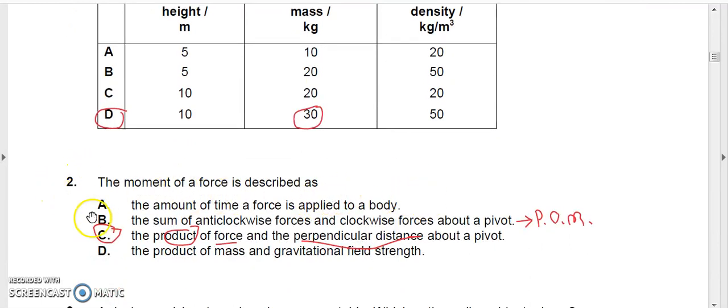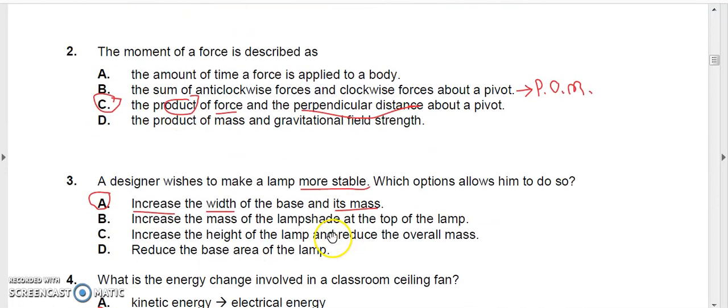Question number 2, moment of a force. What is it described as? I think the most common mistake if you got it wrong is the sum of anti-clockwise moments equals the sum of clockwise moments, right? This is actually the principle of moments. But anyway, this one is also wrong. It should be moments here. So moment of a force is simply force times perpendicular distance, which is C. That's it.